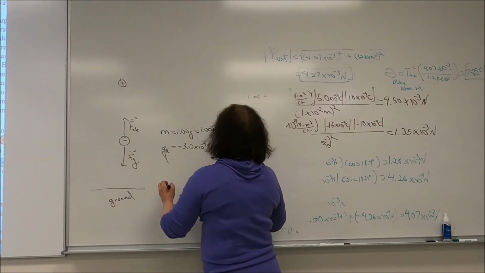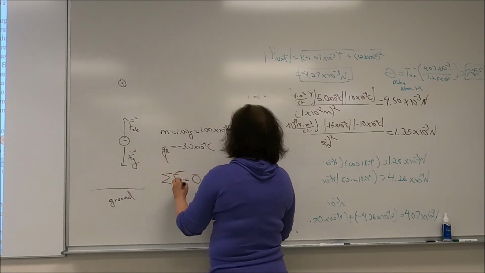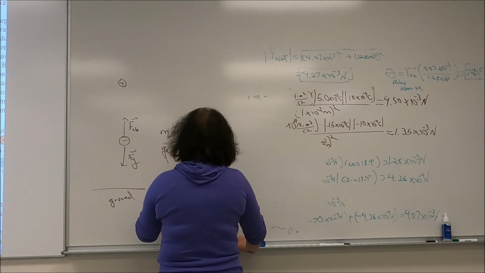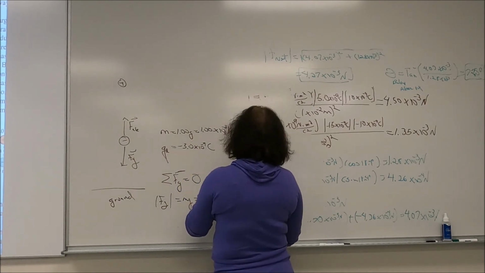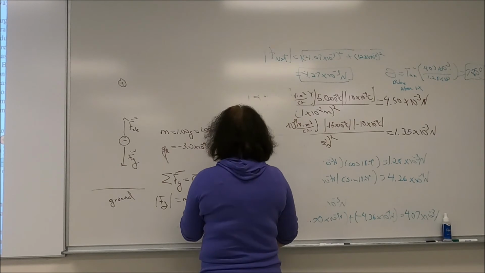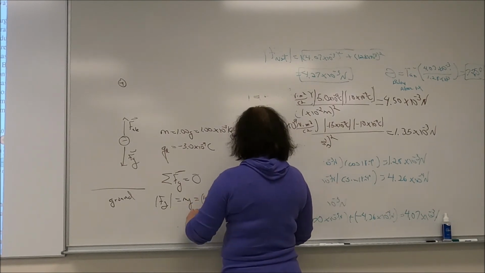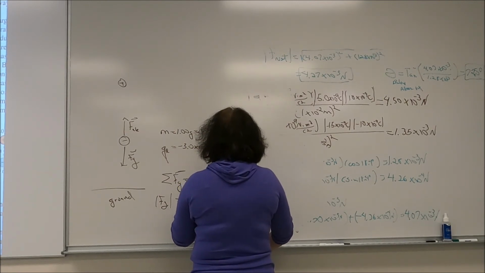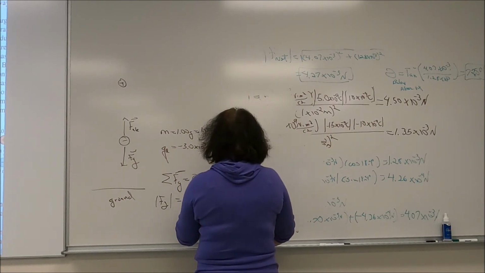Now, it asks us what's the strength and direction of the electric field that will cause this to balance. We know then that the sum of the forces in the y direction has to be 0. Our force due to gravity in magnitude is going to be equal to mg. So it's 1.00 times 10 to the -3 kilograms times g, which is 9.80 meters per second squared. So it's 9.80 times 10 to the -3 newtons.